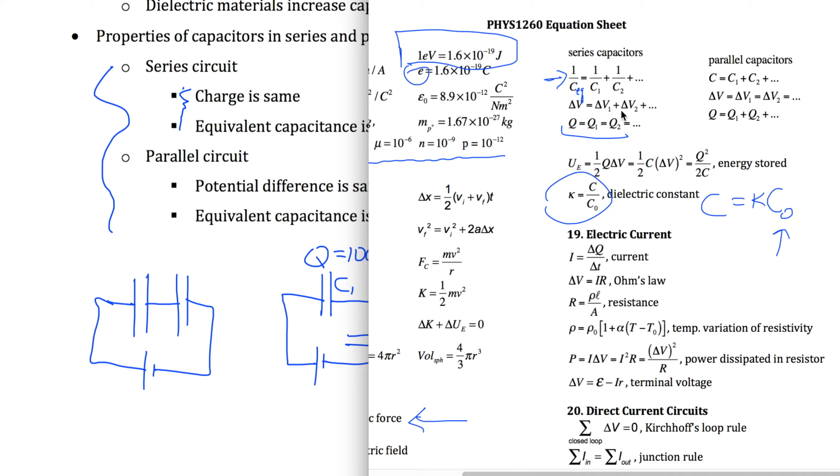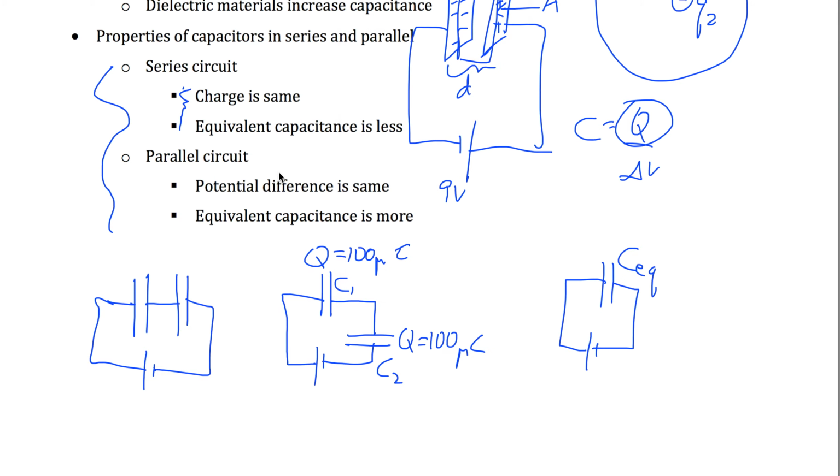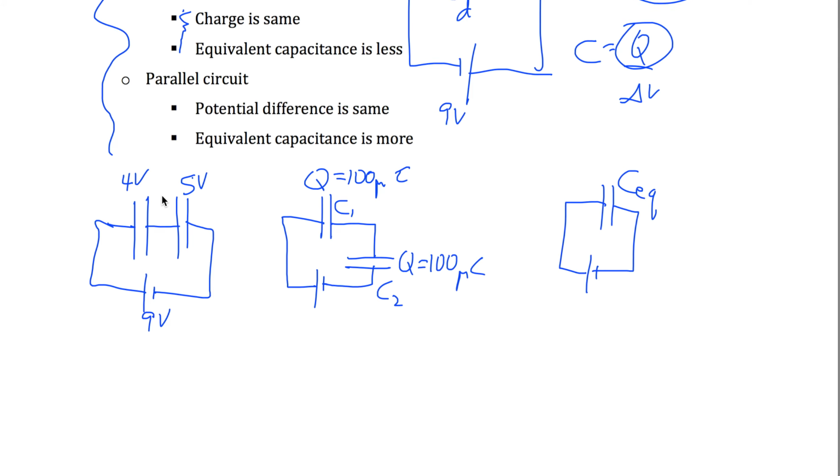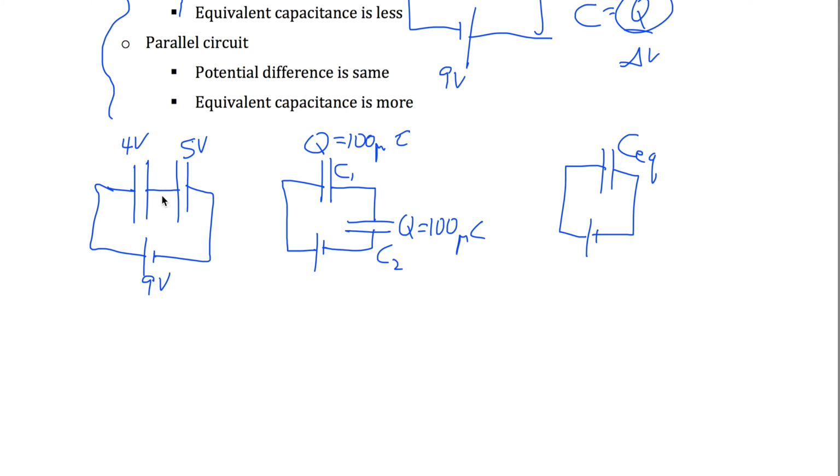The voltages add up if you're in series, so that means that if you know that there were 9 volts here and that there were 4 volts across this capacitor, then there would be 5 volts across this capacitor. They have to add up to the total voltage provided by your source. And then you need to be able to identify series in circuits in parallel.